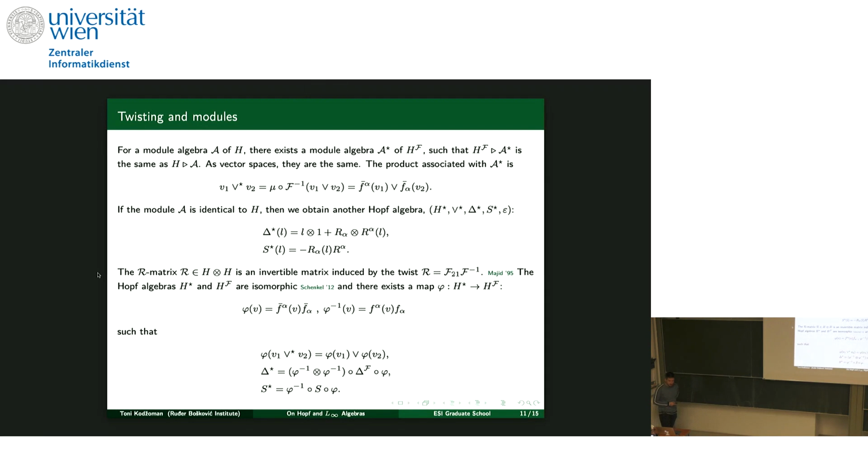These two Hopf algebras, however, the star-twisted one and the F-twisted one, are isomorphic to one another. There exists a map from the star-twisted to the F-twisted, given by the following relation. It, in turn, satisfies three consistency relations. The phi map of the star wedge is equal to the wedge of phi's. Delta star is correlated with delta F in this way. And S star is also related to the F-twisted antipode. If the twist were not abelian, we would have S F here, but since we're dealing with the abelian case, there is no such structure here.